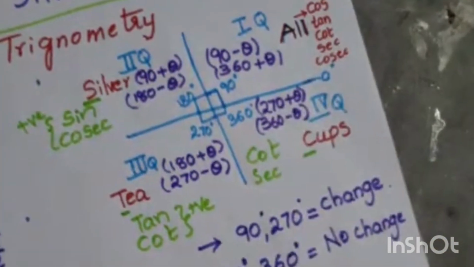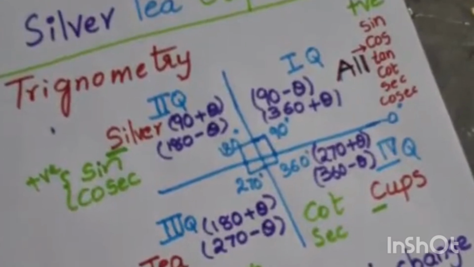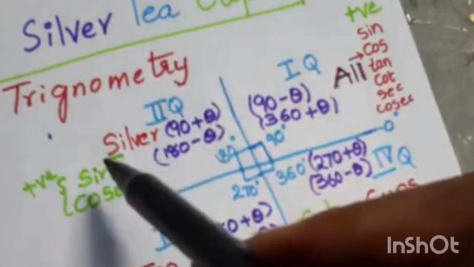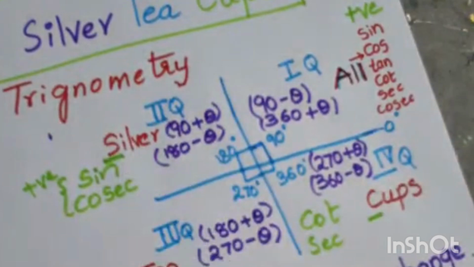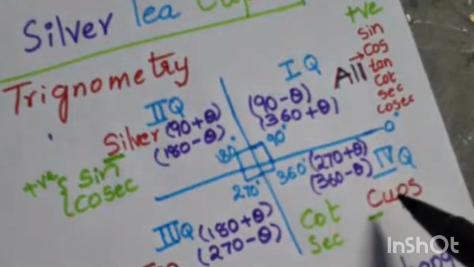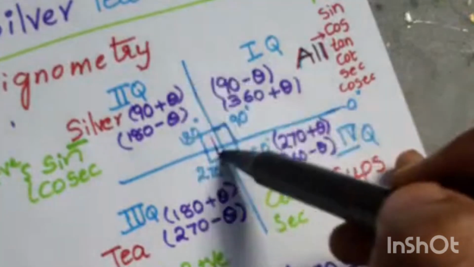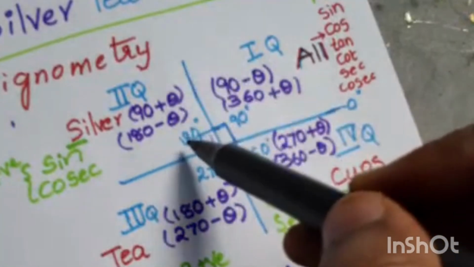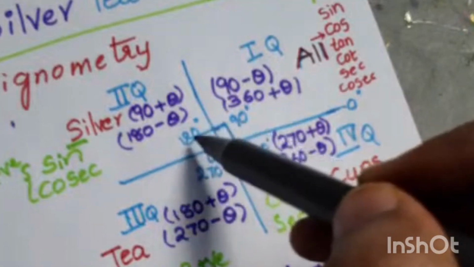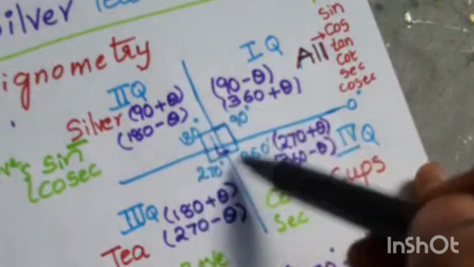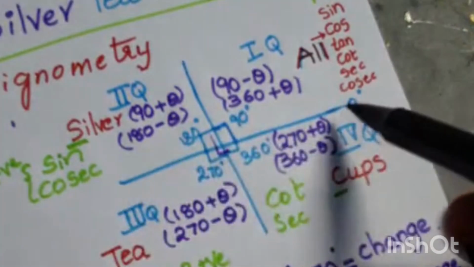Okay, understood, children? You got it, I think. See here, again, I will show you. In the first quadrant, all; second quadrant, silver; third quadrant, tea; and fourth quadrant, cups. Okay, in this, 90 degrees is the right angle, and in this, what angle comes? 180. 90 plus 90 means 180, and here 3 times 90 is 270, 4 times 90 is 360. Complete angle is 360 and straight line is 0 degrees.